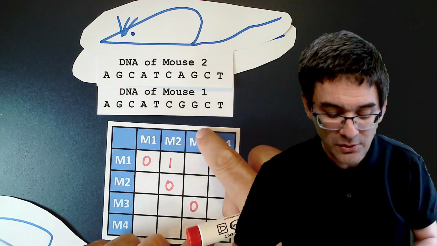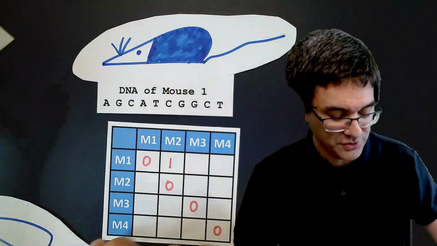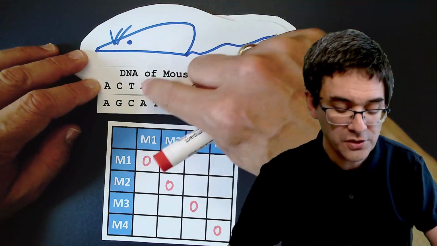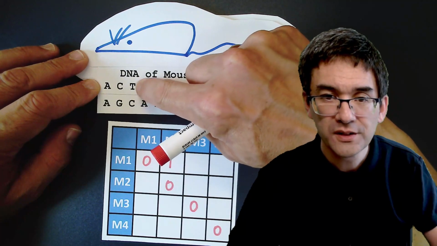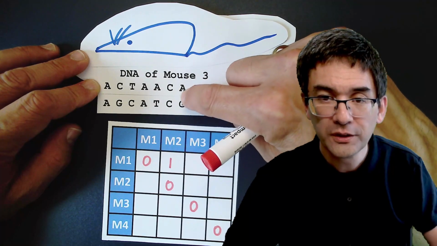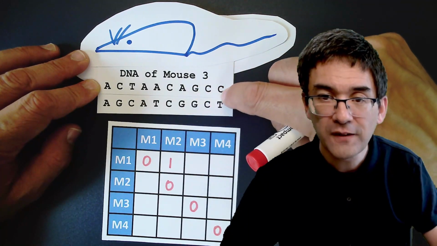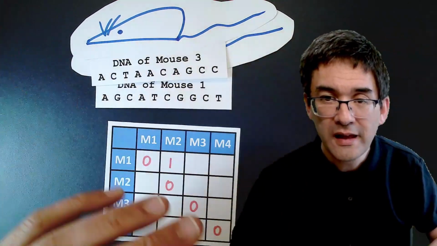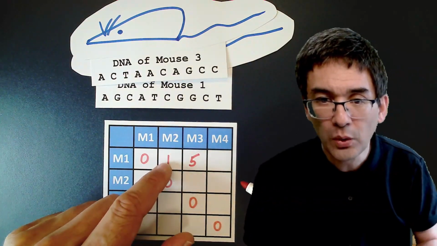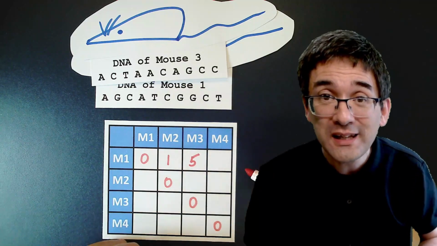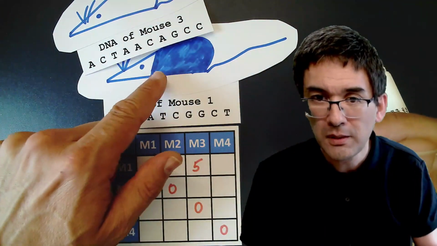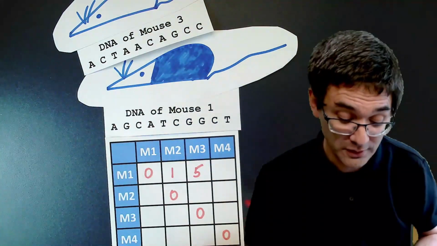Let's compare now mouse 3 with mouse 1. Where's mouse 3? Here it is. Mouse 3 with mouse 1. How many differences are there? Here's GC, one difference, two differences, three differences, four differences, five differences. Mouse 3 and mouse 1 have 5 differences, so I'm going to write 5 in here. You can already see that mouse 1 and mouse 2 are more closely related because their DNA is more similar, and mouse 3 and mouse 1 are not so closely related. Maybe it is not even a mouse, maybe it's a rat. I don't know. Yeah, small rat.